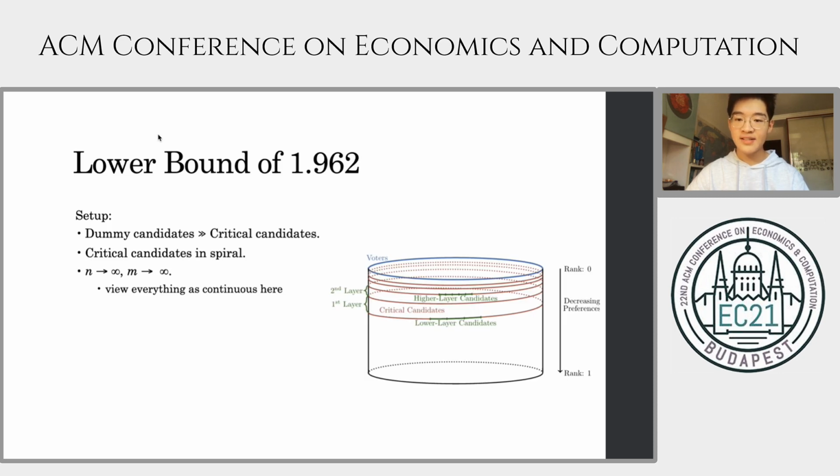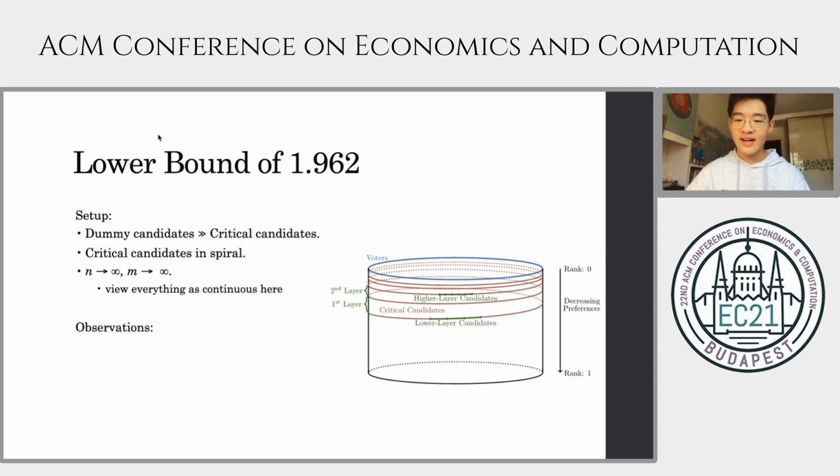Here is a visualization of our construction. We can see that the critical candidates lie on the spiral, which is colored in red. The spiral gradually grows up. The voters lie on the top circle of the cylinder. The candidates go from the top to the bottom in decreasing preference order. The dummy candidates lie in the rest of the white space.